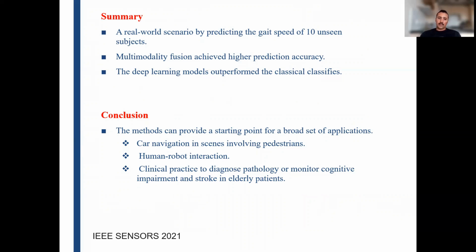In conclusion, this method can provide a starting point for a broad set of applications such as car navigation and scenes involving pedestrians, human-robot interaction, and clinical practice to diagnose pathology or monitor cognitive condition in stroke and elderly patients.